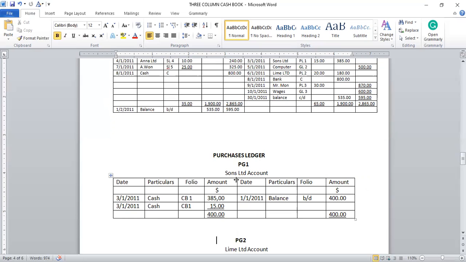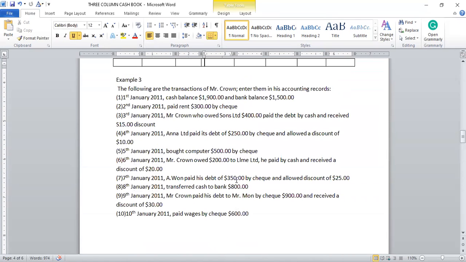Okay, let's go on to the next transaction. Transaction 4, 4th January 2011. Anna Limited paid his debt of $250 by check and was allowed a discount of $10. So Anna Limited was owing Mr. Crown $250, and when the debt was paid, a discount of $10 was given. So the cash book will be debited and Anna's account will be credited.